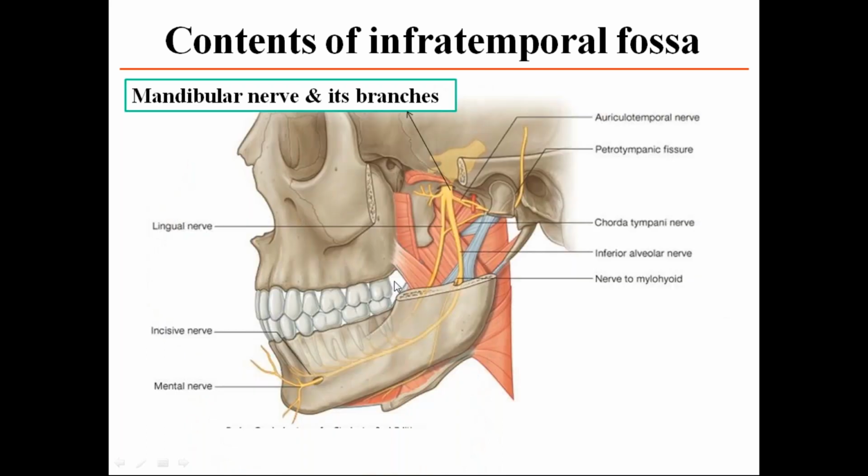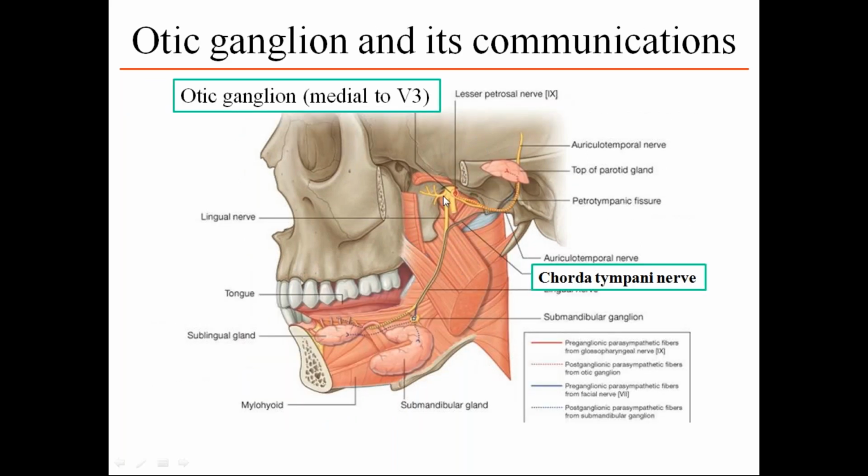Okay, so now the next content, if you remove the maxillary artery, you can see the next layer, that is the mandibular nerve. You can see the mandibular nerve and its branches, and the otic ganglion also you can see in the next picture. So you can see the otic ganglion above the trunk of the mandibular nerve, and you can see the chorda tympani nerve, another content which joins with the lingual nerve, which is a branch of the mandibular nerve. So the chorda tympani nerve, even though it is a branch of the facial nerve, is an important content of the infratemporal fossa. Okay.